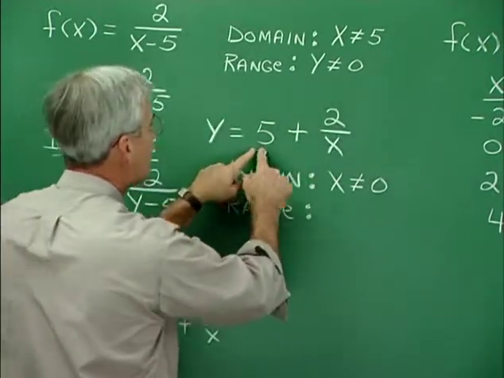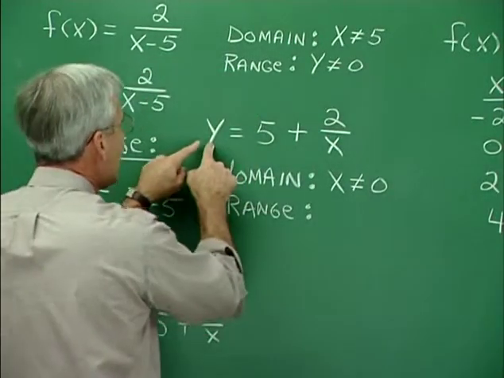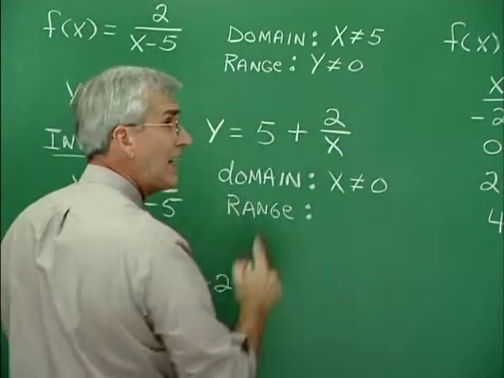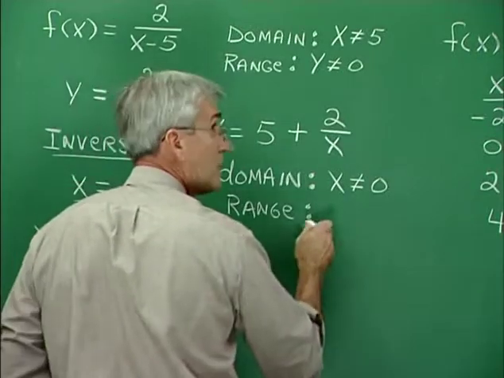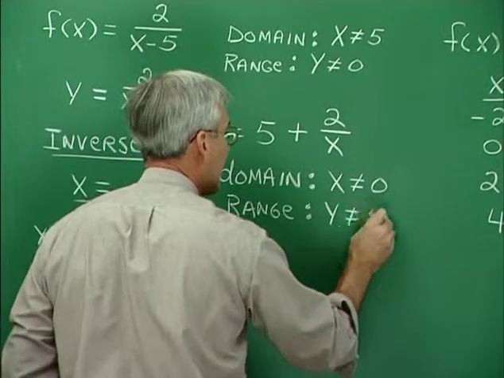So we're taking 5 and we're adding some value to it, you see. So this y can never become exactly 5. So the range would be all real numbers except 5. y is then not equal to 5.